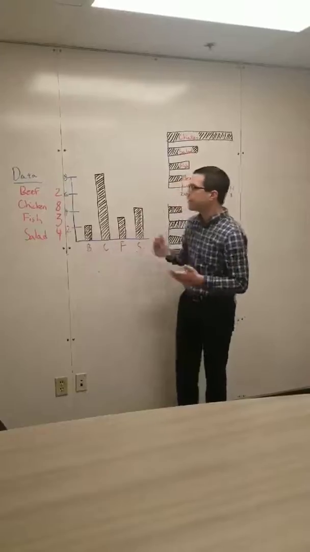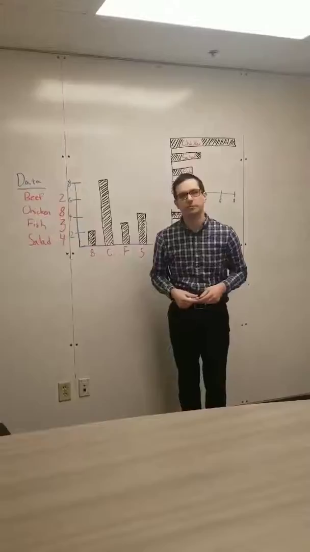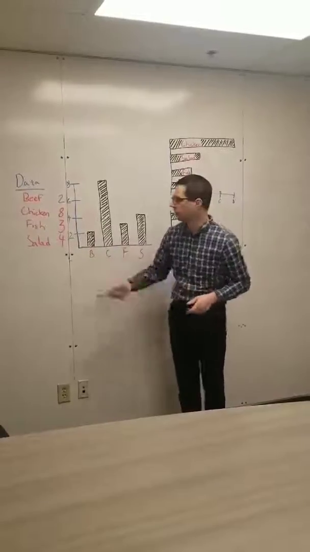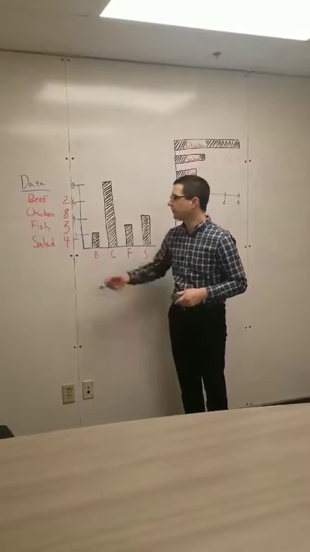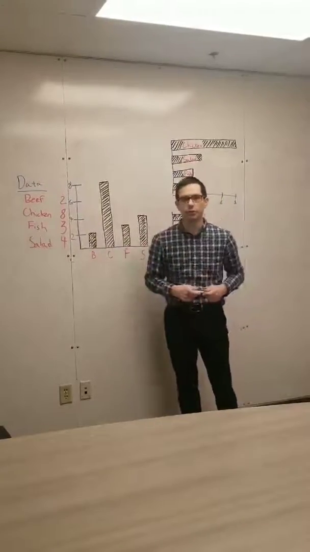Okay, so I've laid out on the board here, I have a sample data set. Let's just say we polled a bunch of people and asked them what their favorite food was, and they all came back with a response that was one of these. All right, so if we wanted to show this, a good example would be a bar chart.